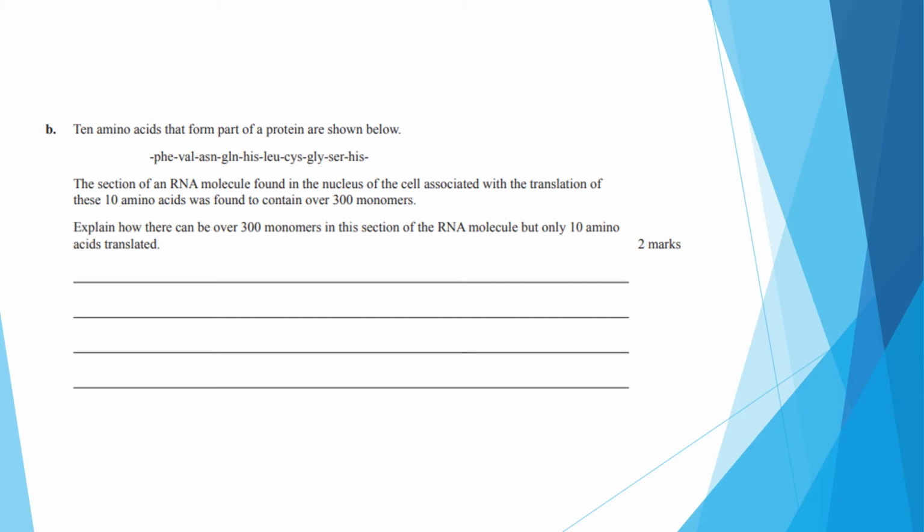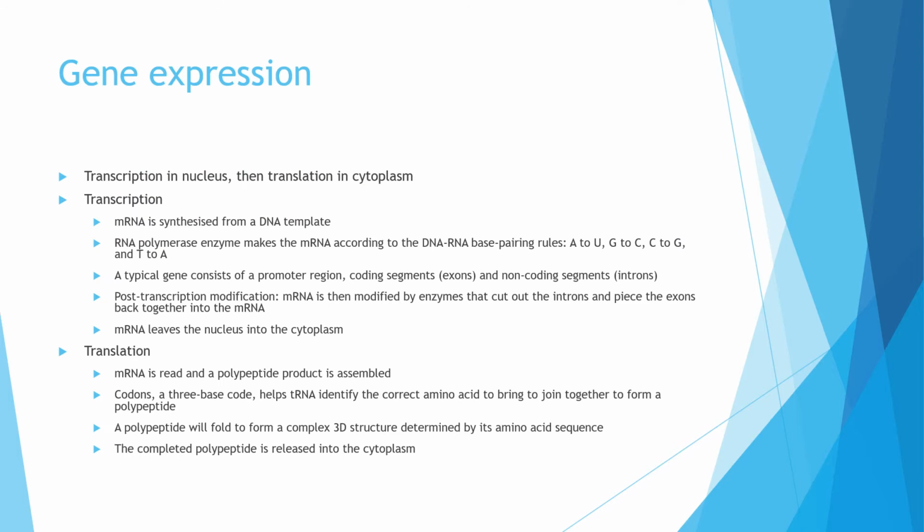Part B of this question, also worth 2 marks, gives you 10 amino acids shown here. It then goes on to state that the translation of these 10 amino acids was found to contain over 300 monomers. The question asks you to explain why there can be over 300 monomers for only 10 amino acids. This question is testing your knowledge recall regarding gene expression.